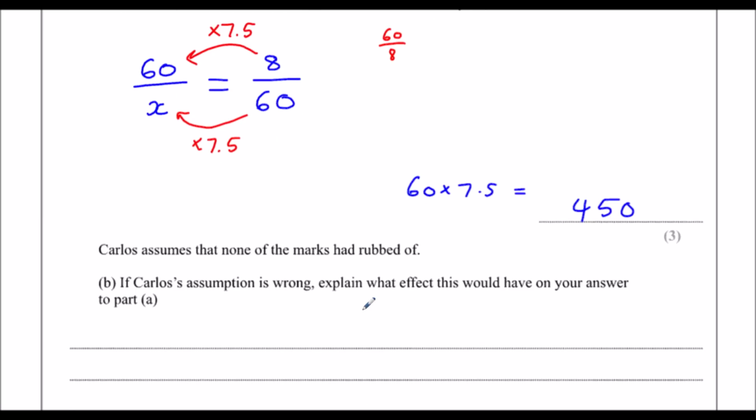So if the assumption is wrong, what effect would this have on your answer? So the answer would be too high, an overestimate.